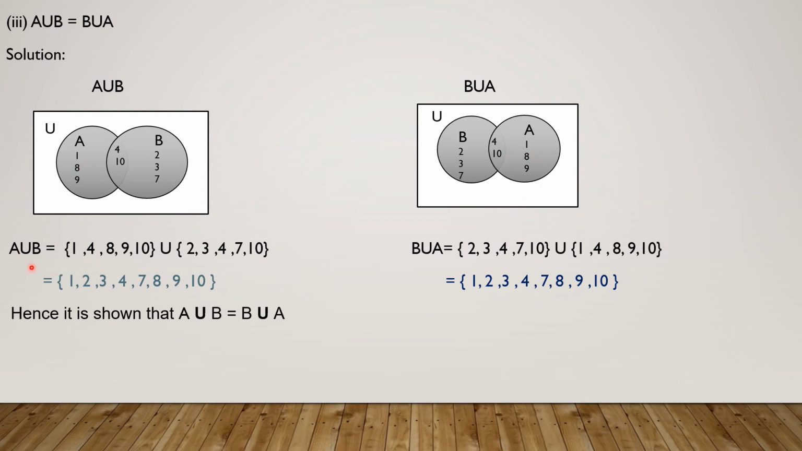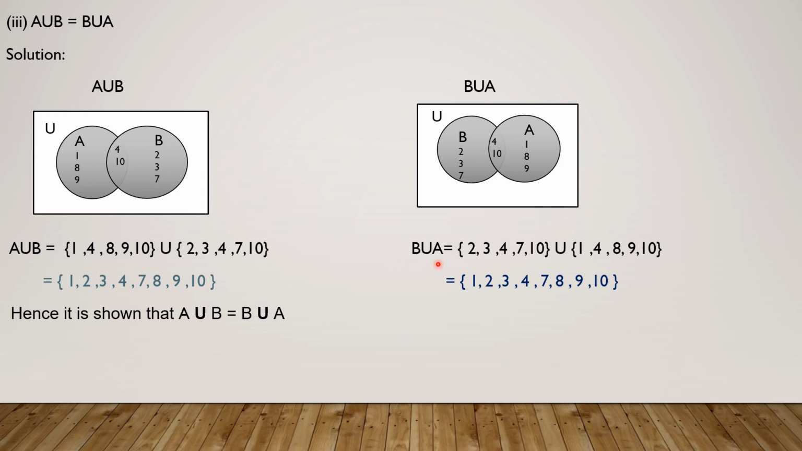Now we will find A union B. First write elements of A, then sign of union, then elements of B. In next step, we will take union of this set and this set. Union means we will combine all the elements of set A and set B inside one set. But must remember, there should be no repetition. So I combine here all the elements. We will get 1, 2, 3, 4, 7, 8, 9 and 10.